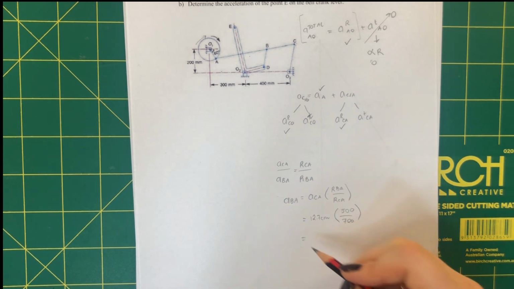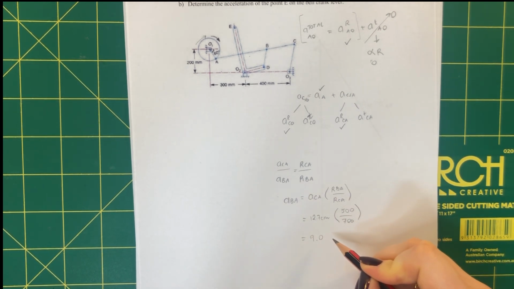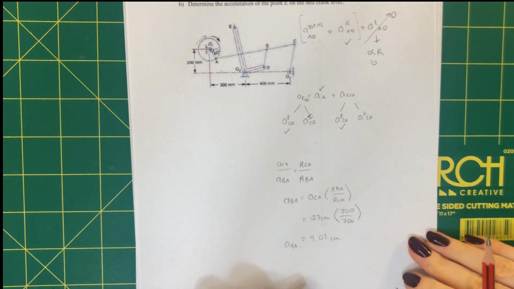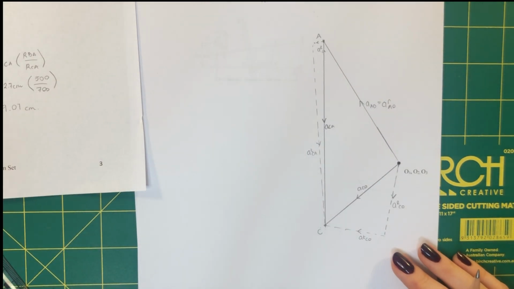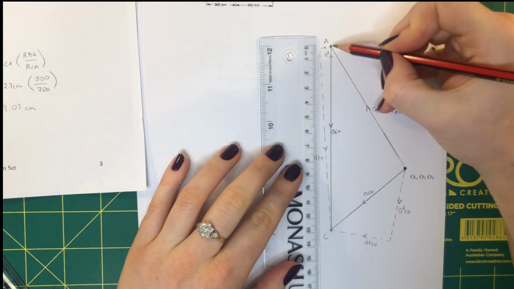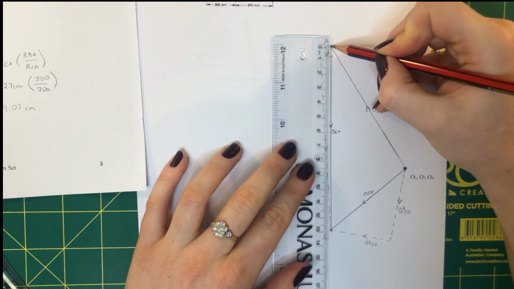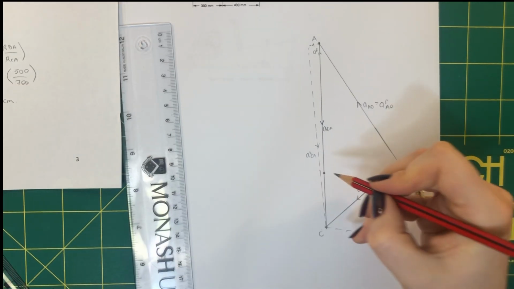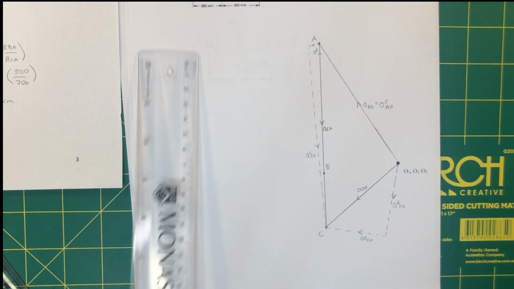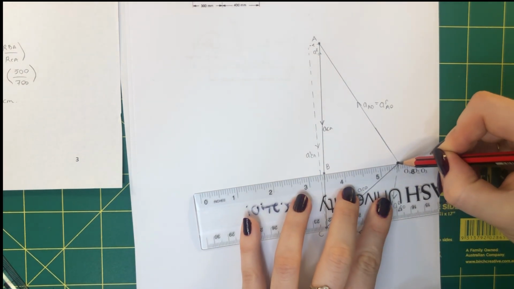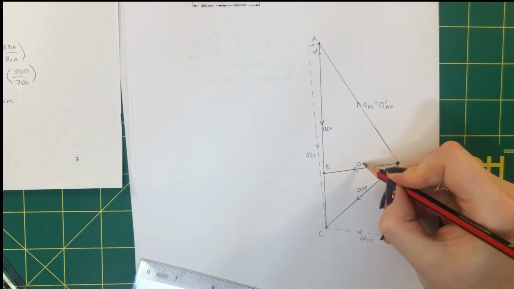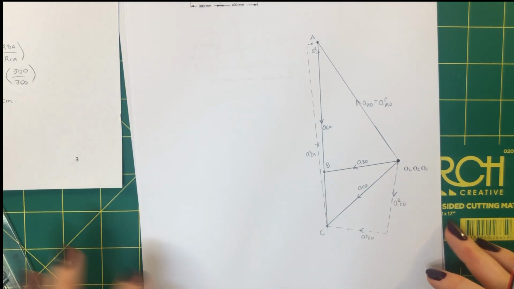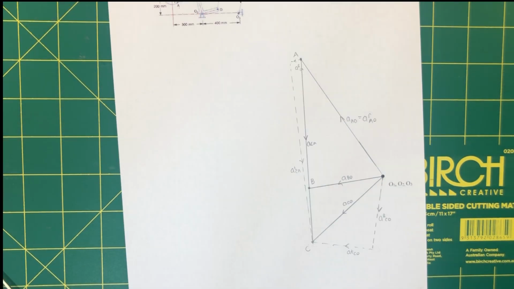And if you do this calculation, I get 9.07 centimeters. That is my acceleration of BA, B relative to point A. So when I measure on my diagram relative to A, so I start from point A, I measure down 9.1 centimeters. This is point B. Before we move on, total acceleration, so acceleration B relative to your fixed point. And now we can look for the next point in the diagram.